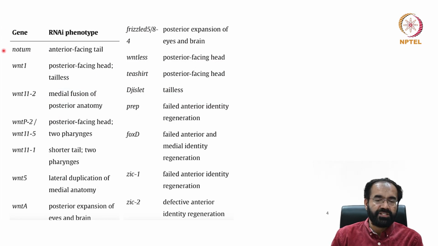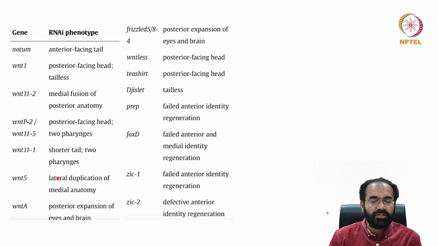And there are a bunch of genes which are listed here. That is, different genes are there. NOTUM, which is an antagonist of Wnt signaling. And if you have an RNAi phenotype, this is the gene and this is the RNAi. So if you get an anterior-facing tail, that means if you prevent the Wnt signaling inhibitor, that means you are activating the Wnt signaling. So if you activate Wnt signaling, you end up getting tail instead of head. Same way, with Wnt itself, which is the ligand, you are having a posterior-facing head.